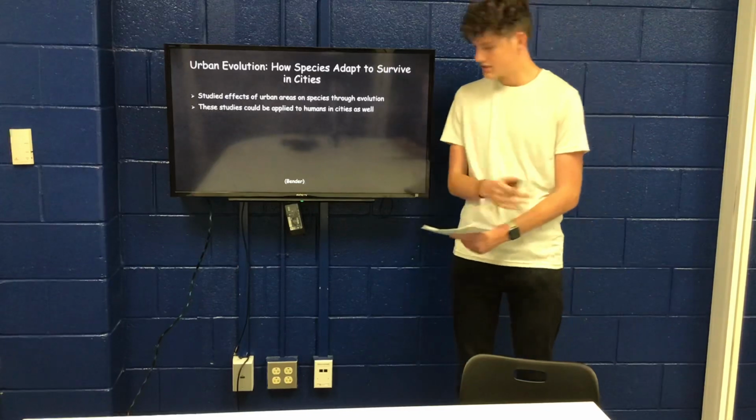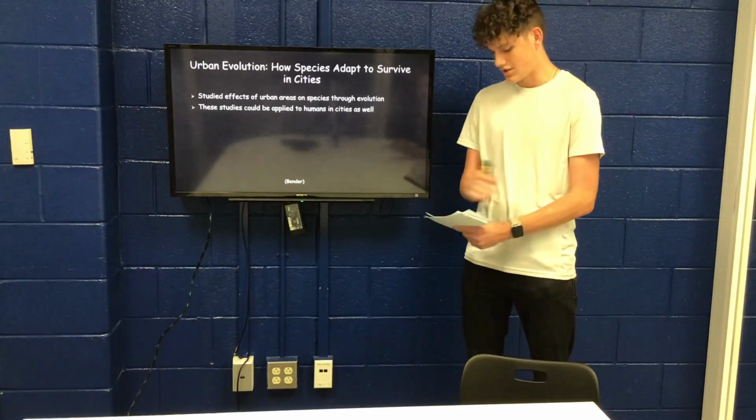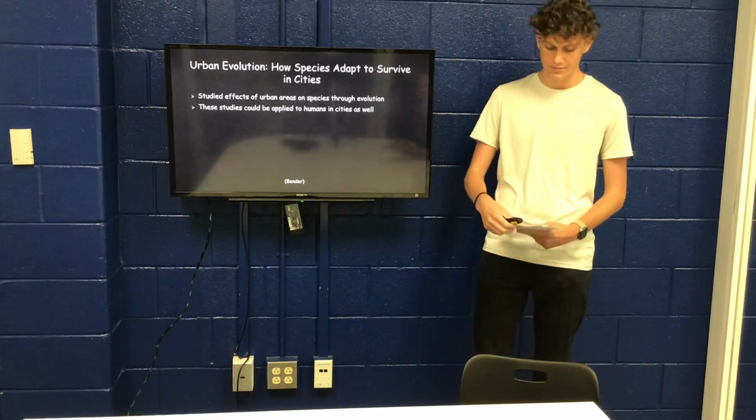Finally, Urban Evolution studies the effects of developed and urban areas on individual species adaptations. This research can relate to humans as they are similarly shaped by urban areas.